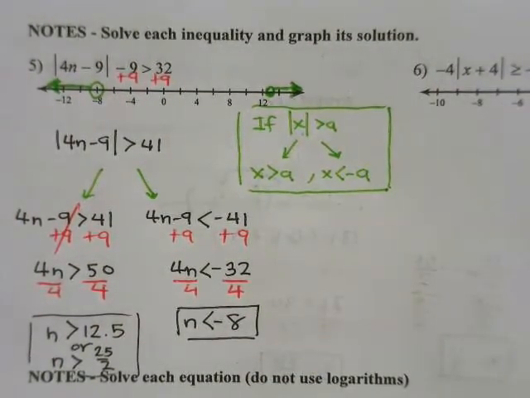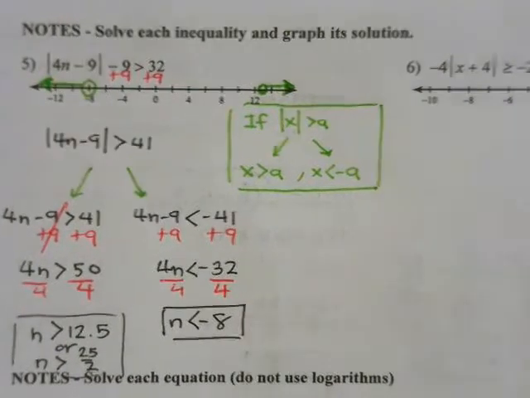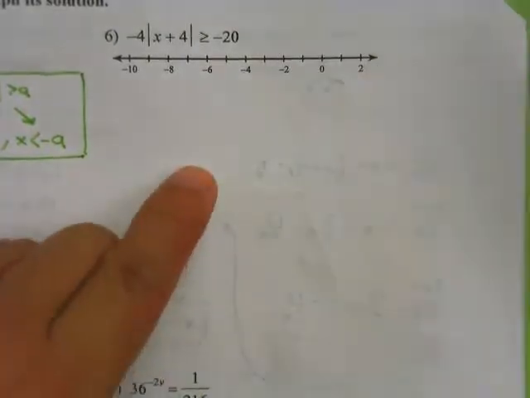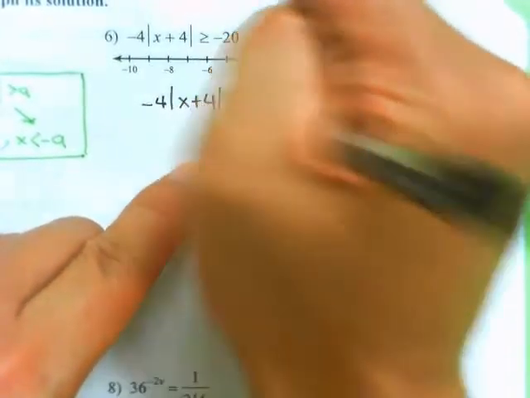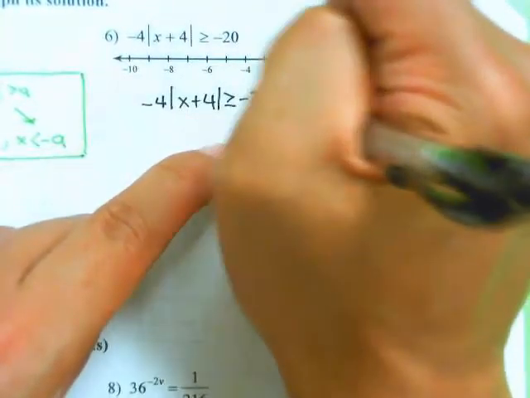Okay, now let's do number 6. And then I think after number 6, I'll stop the video. We'll move on to the next video. Okay, number 6 is this. Negative 4 times absolute value of x plus 4 is greater than or equal to negative 20.